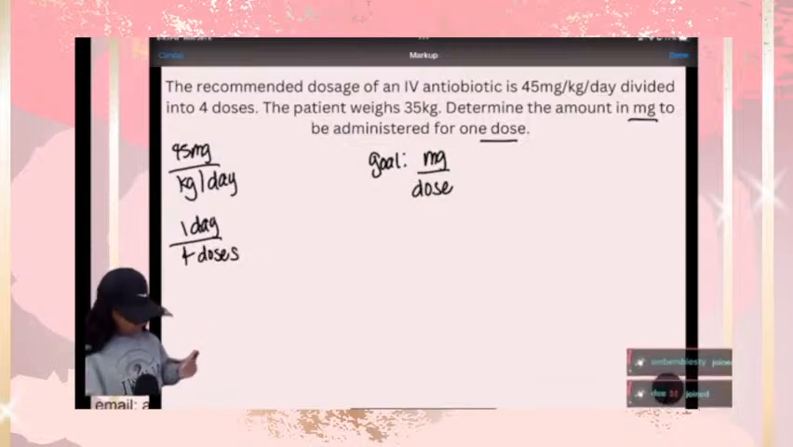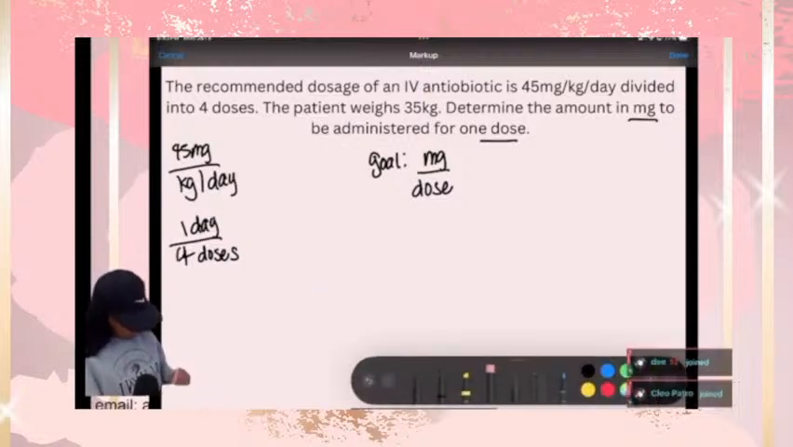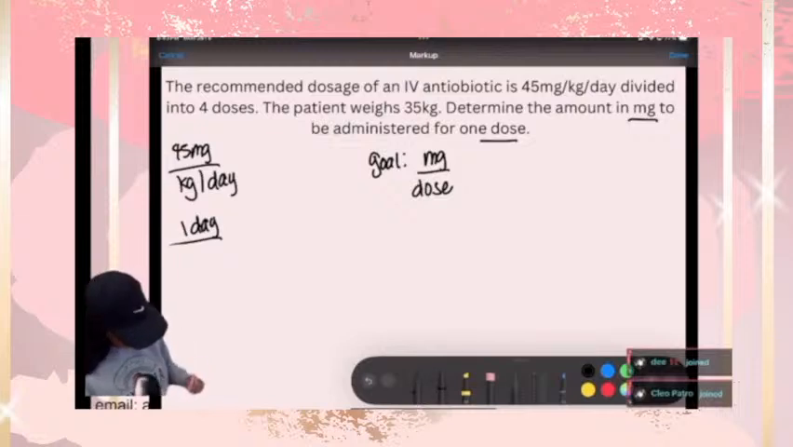doses. Okay? Ooh, that's ugly. Ooh, stop. Okay, wait a minute. I need to clean my desk off. I've been working. Okay, 4 doses.